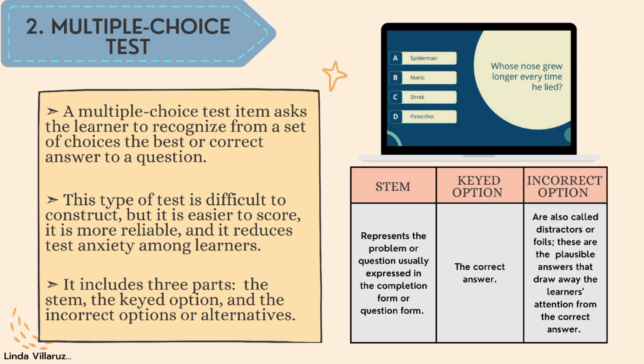Now, try to look at the upper part of the slide. Whose nose grew longer every time he lied? Letter A, Spider-Man. Letter B, Mario. Letter C, Shrek. And letter D, Pinocchio. So, the stem is: whose nose grew longer every time he lied. And the key option or the correct answer is letter, very good, letter D, Pinocchio. So, letter A, letter B, and letter C are the incorrect options or the distractors.